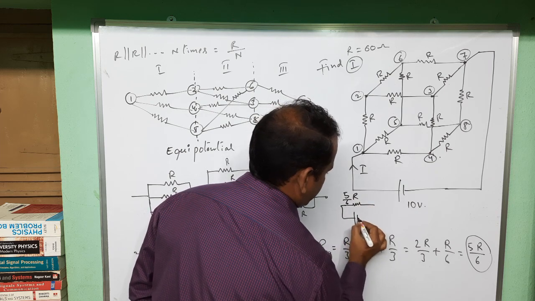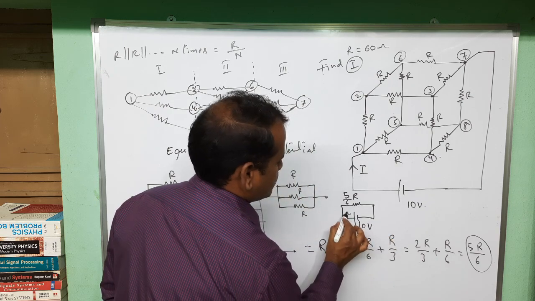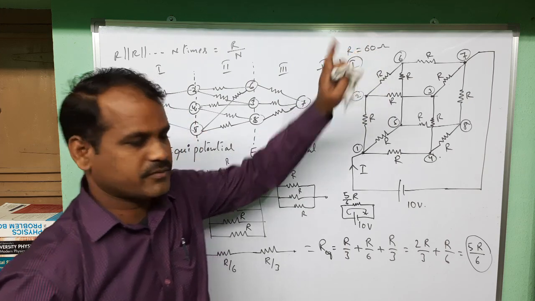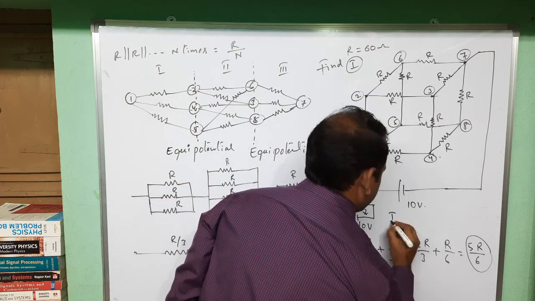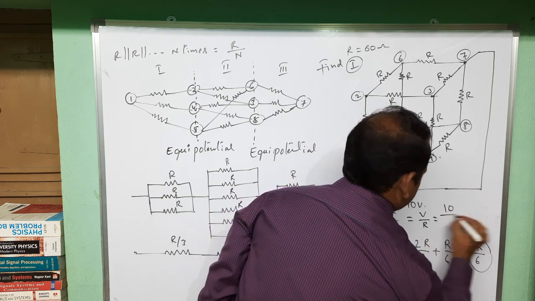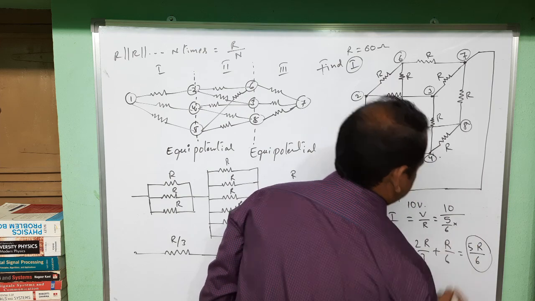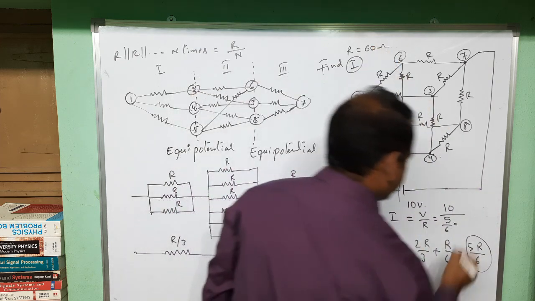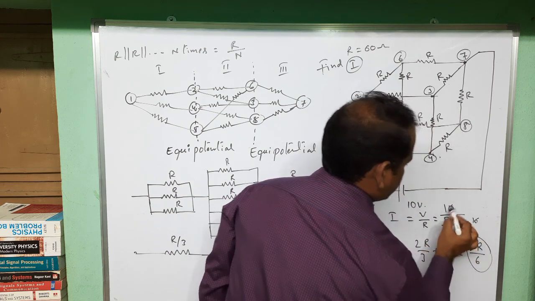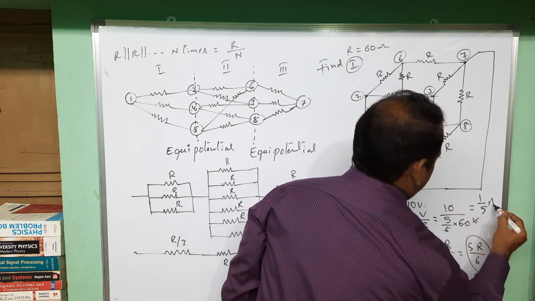is connected with a supply of 10 volts. Then what is the current flowing in this circuit? The R value is given as 60 ohms. Simply, the current is voltage by resistance. Voltage is 10 volts and the resistance is 5 by 6 into R, where R is 60. So 6 goes 10 times, and this 10 cancels, 1 by 5 remaining. So 1 by 5 amperes is the answer.